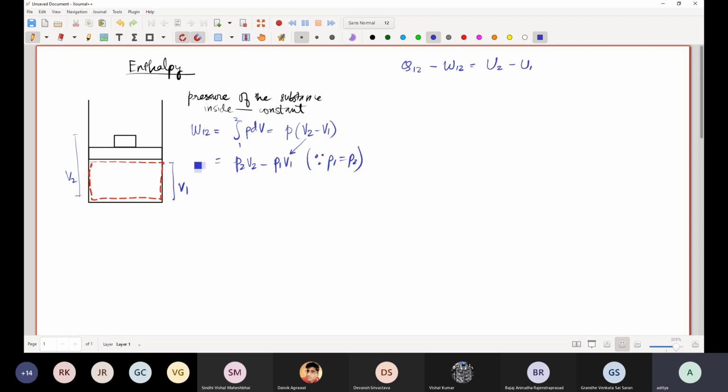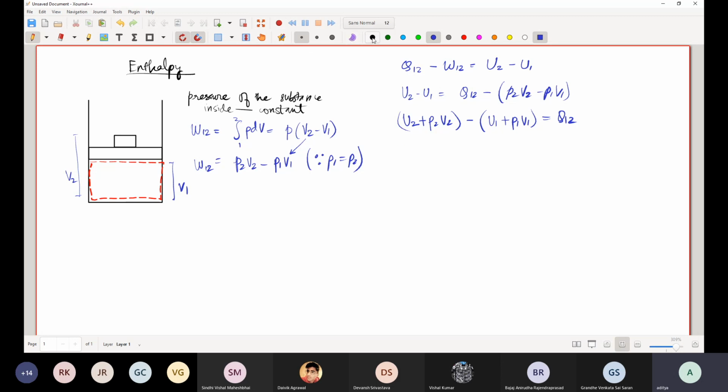So now let us use this result and plug it in over here. We have U2 minus U1 is equal to Q12 minus (P2V2 minus P1V1). Let us take these work terms to the left hand side. So (U2 plus P2V2) minus (U1 plus P1V1) is equal to Q12. Okay, so the total heat transfer.